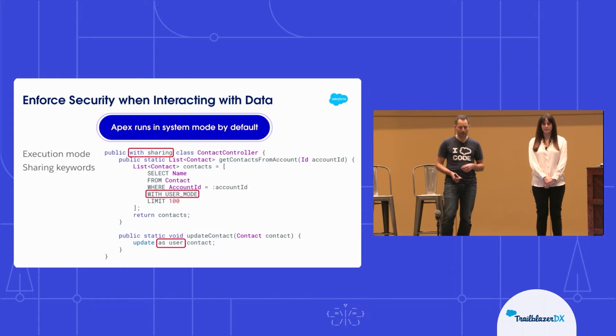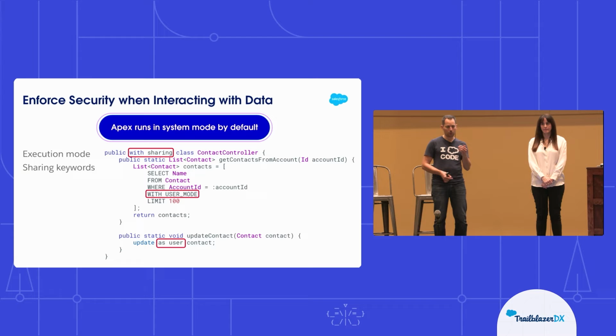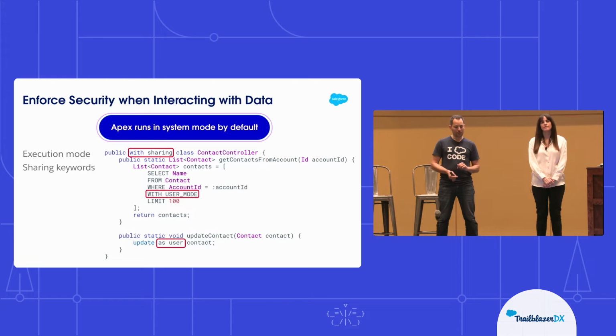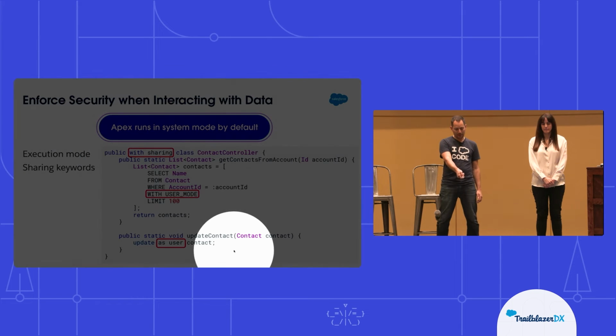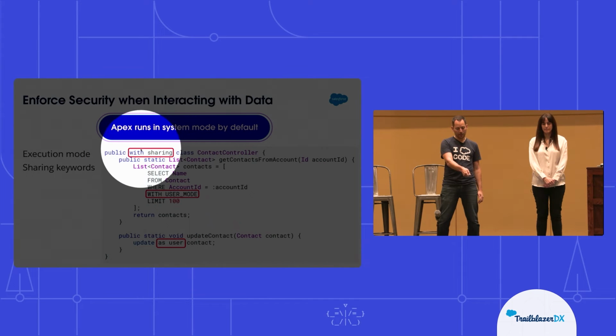The first one is the execution mode. Sorry, actually, it's the opposite. The sharing keyword and then the execution mode. You can see here in the code sample we have specified the sharing keyword on top of our class. This class is using with sharing. This means that we'll be enforcing the sharing security model.